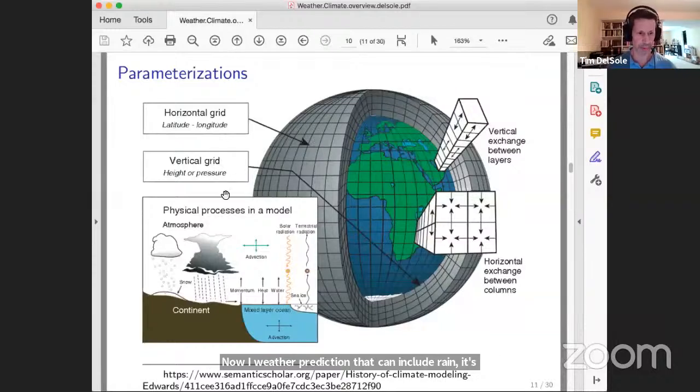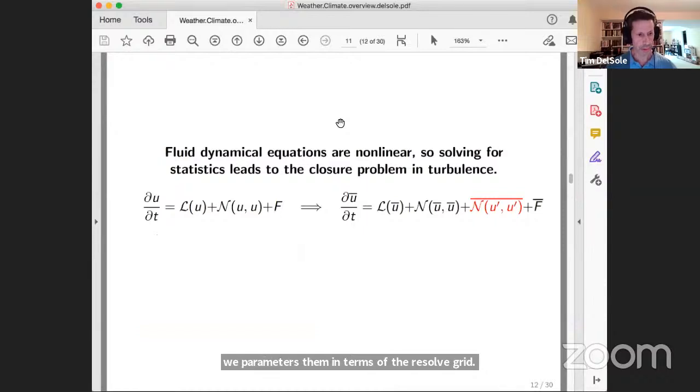So therefore, we parameterize them in terms of the resolved grid. However, there is no completely rigorous way to parameterize subgrid scale processes. The problem is that the fluid dynamical equations are nonlinear, so solving for the statistics leads to a closure problem. I can illustrate that schematically here, where the variable u is a state variable and its time derivative depends on linear terms and some nonlinear terms.